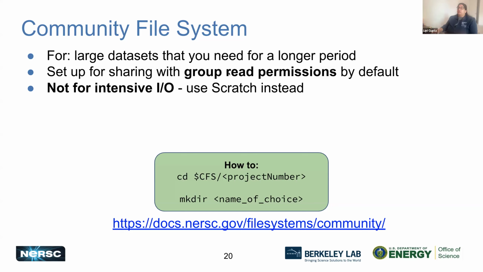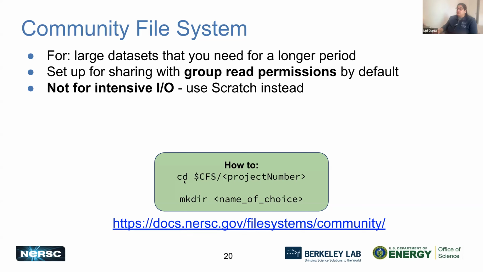It has group read permissions by default, and the amount of space that you get is actually determined by the project, and I think by your PI. So depending on what you're doing, your PI may need to give you a little bit more space. You can check how much space you have in a couple of different ways. I think there's a show quota command line tool that you can use on Perlmutter, or you can go in Iris, because remember, Iris keeps track of all that stuff for you. So there are a couple of ways you can check how much space you actually have in CFS.